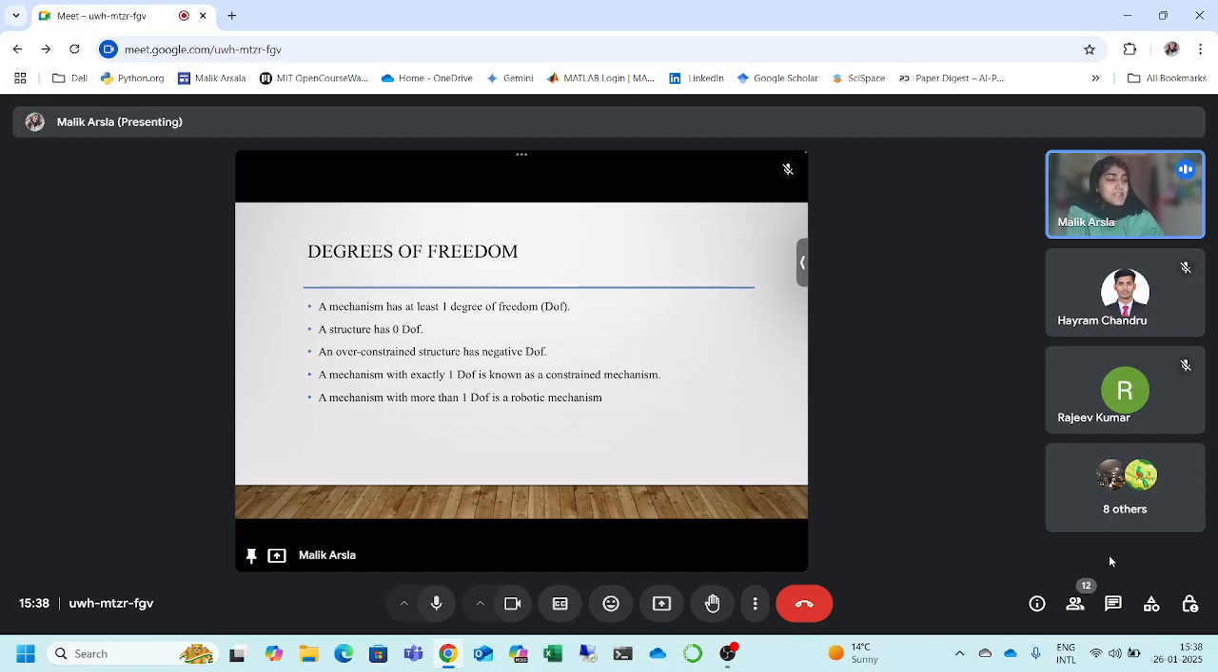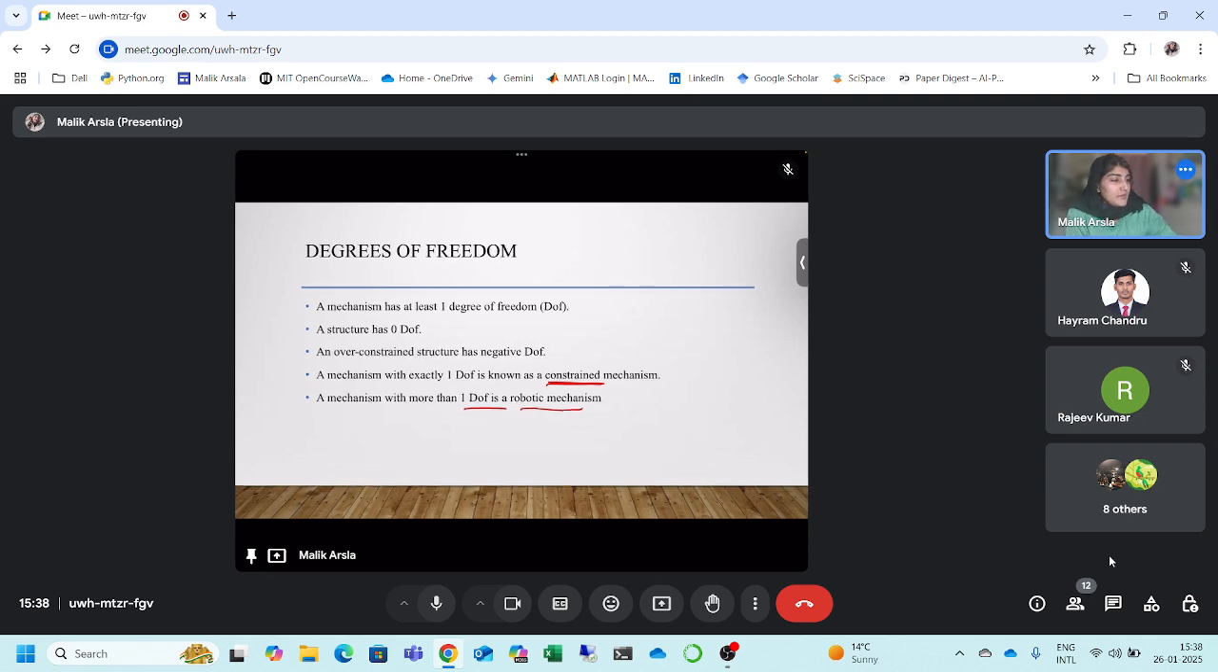Now a mechanism with exactly 1 degree of freedom is known as a constrained mechanism. And a mechanism with more than 1 degree of freedom is a robotic mechanism. Understood till here?